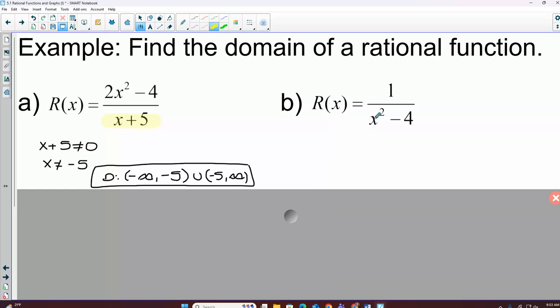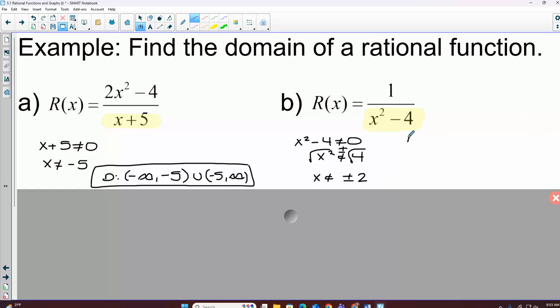If I look at B, 1 over x squared minus 4, all we care about is the denominator. So x squared minus 4 can't be 0. That means x squared can't be 4. If I add a square root, what else do we need? So x can't be positive or negative 2.